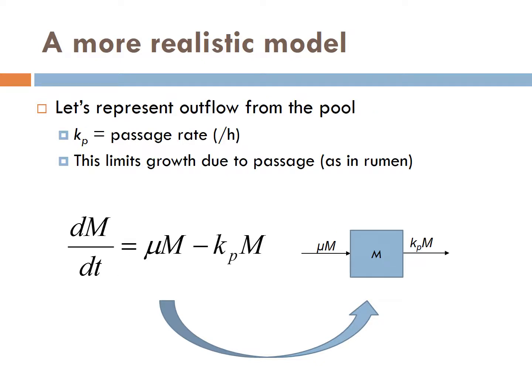We'll represent outflow from the pool of bacteria. We'll represent K sub p, the passage rate. This limits growth due to passage, as in the rumen. You can see how this is written both in the differential equation and in the compartmental model, with the expression kpm being subtracted from the right-hand side of the equation, and labeling an arrow leading out of the pool.